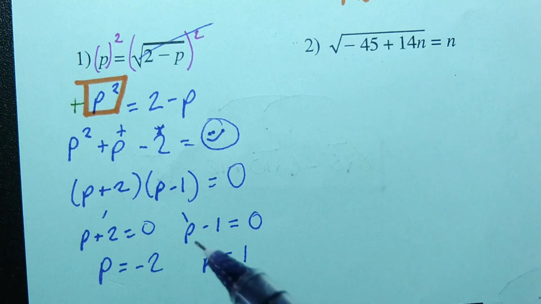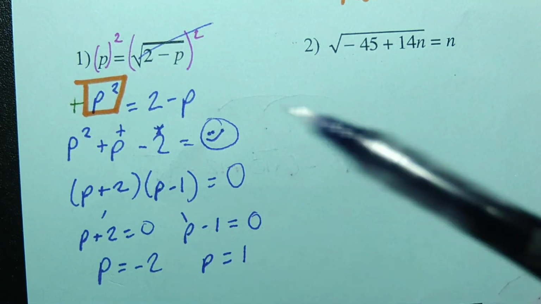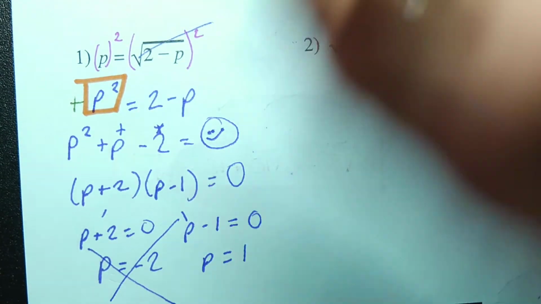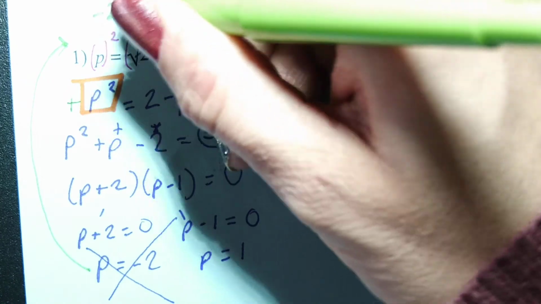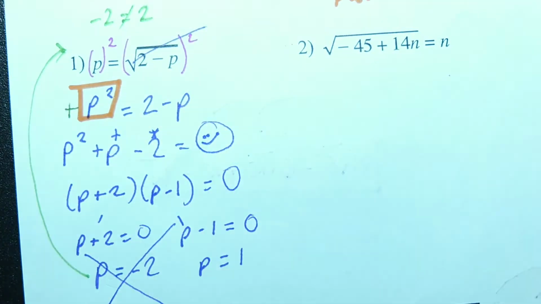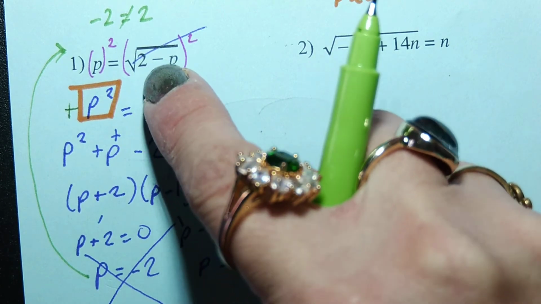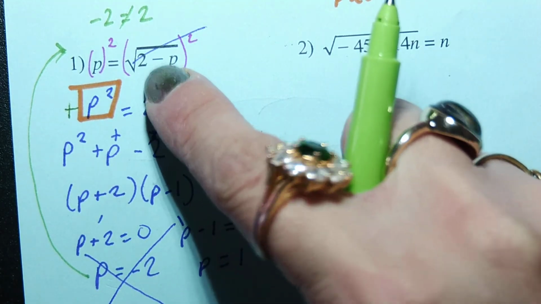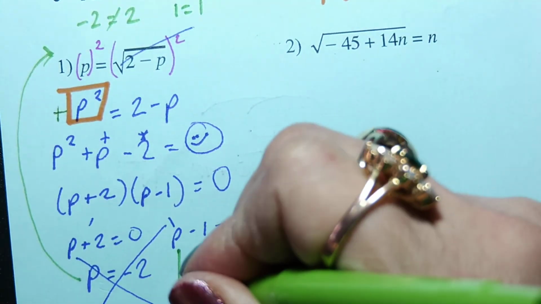Folks, is -2 equal to 2? No. So that one is extraneous, because when we plugged it in, we got -2 equals 2, which is not true. Then we try 1. 2 minus 1 is 1. The square root of 1 is 1. Is 1 equal to 1? Yep. So one solution there.